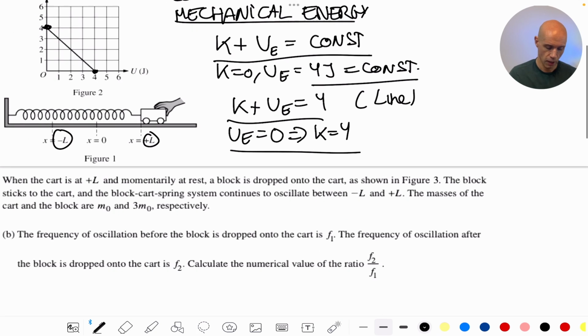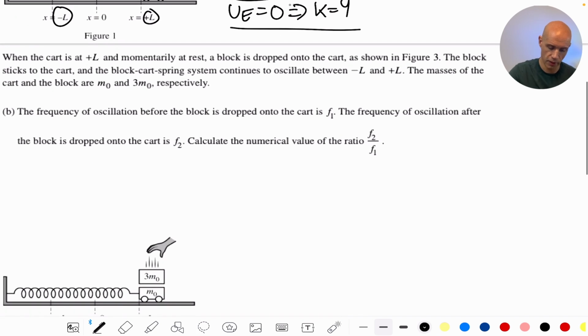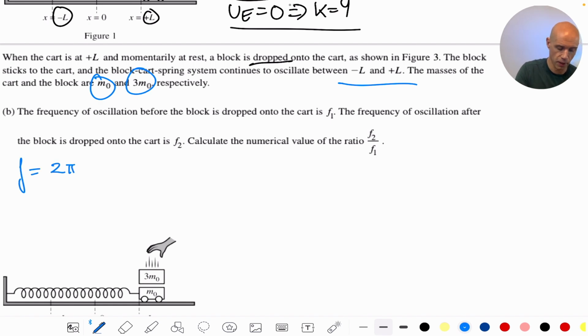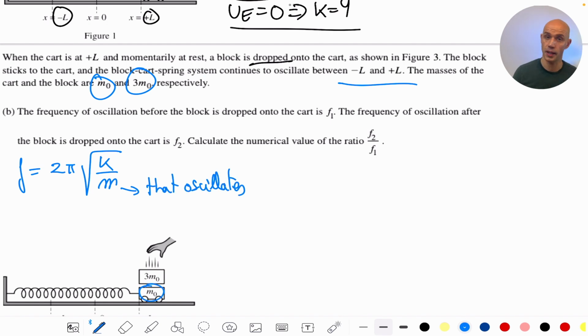Well, that's great. What happens next? There is something that is dropped on top, but it continues to oscillate from minus L to L. Okay, and then we have these two masses, and we have to compare the frequencies. For that, you have to remember that the frequency of simple harmonic oscillations is this formula, where k is the spring constant, and m is the mass that oscillates. So this changes, right? Because first we have this guy oscillating, but then we have both of them oscillating.